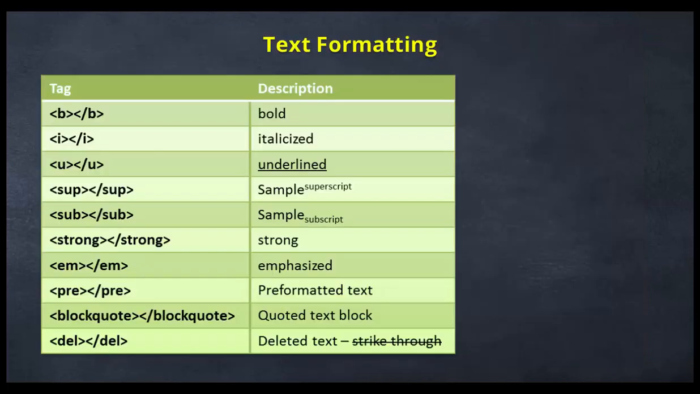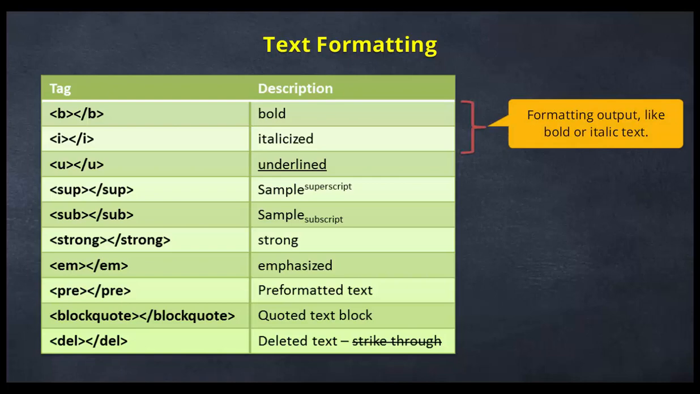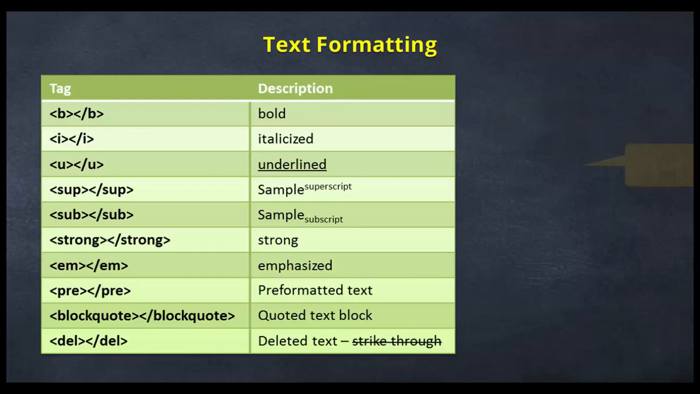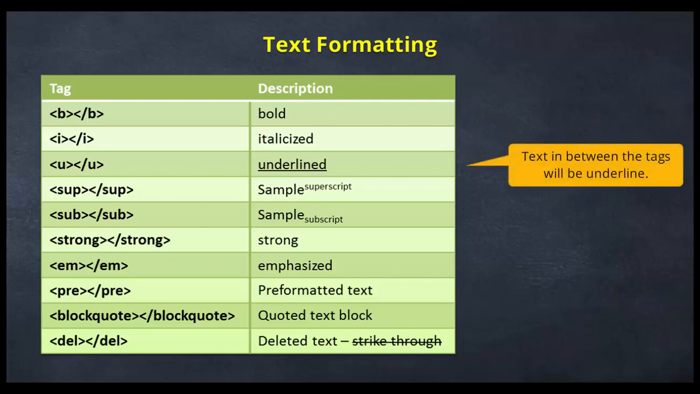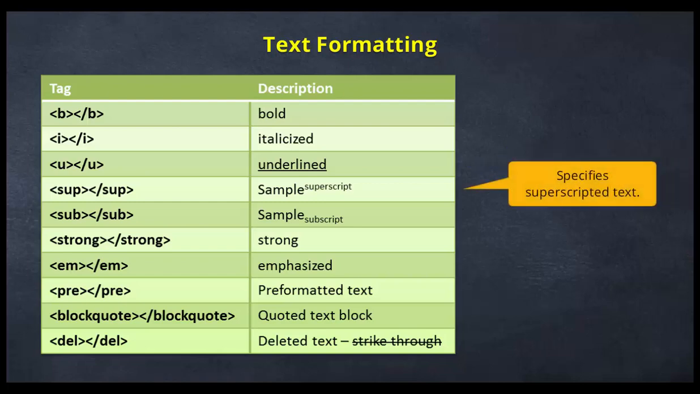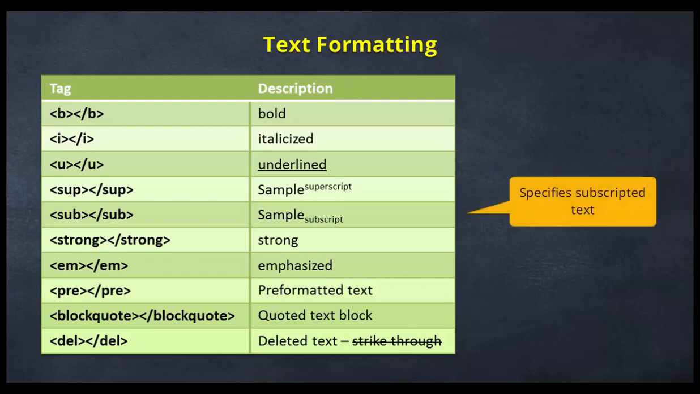Text formatting tags modify the text between the opening tag and the closing tag. HTML5 uses elements like B and I for formatting output, like bold or italic text. Similarly, opening U, closing U, the text in between the tags will be underlined. SUP specifies superscripted text. SUB specifies subscripted text.